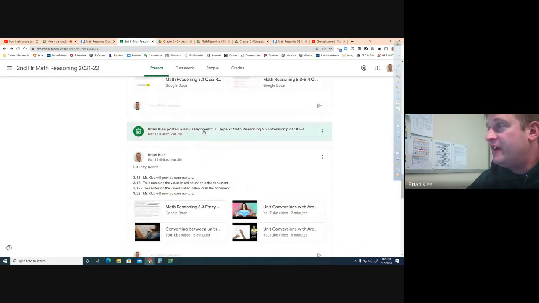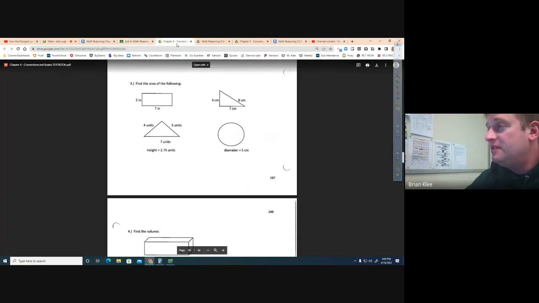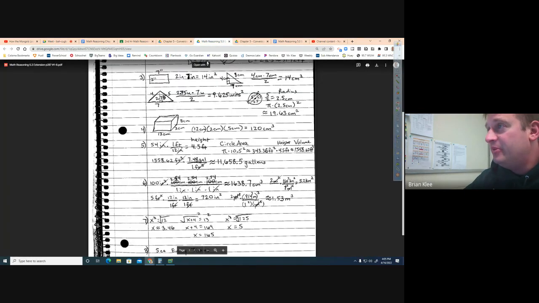If we click on the 5.3 extension, we can see the textbook, 5.3, right there, number 3. How do you find the area of the following? So a rectangle there. Pretty clear. You multiply the 2 dimensions to get 14 inches squared.